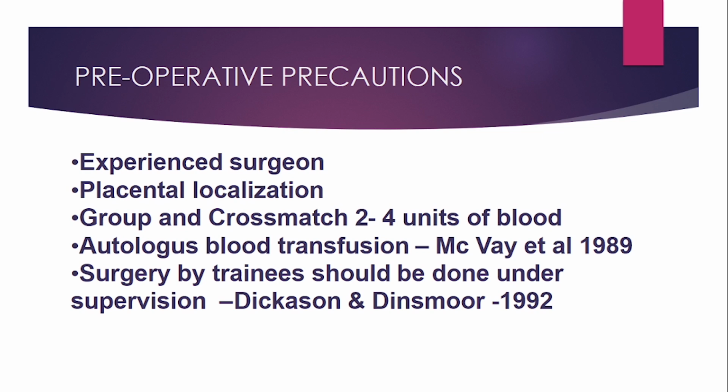So now, what are those preoperative precautions that you should take to avoid excessive bleeding? The surgeon has to be experienced. Then you should be able to determine the location of the placenta. Then you should group and cross-match 2 to 4 units of blood before you carry out cesarean section. Then you should consider autologous blood transfusion sometimes. Then surgery by trainees should be done under supervision.